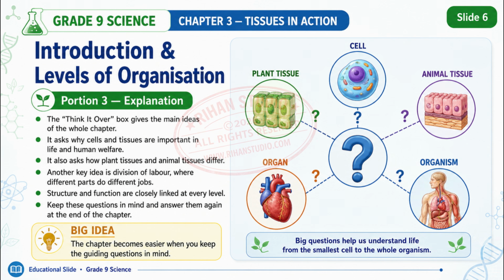Explanation. The Think It Over box sets up the whole chapter with three questions. One, why studying cells and tissues helps us understand life processes and human welfare. Two, how plant and animal tissues are different and why. And three, how the division of labor at each level of organization is linked to structure and function. Keep them in mind and answer them again at the end.